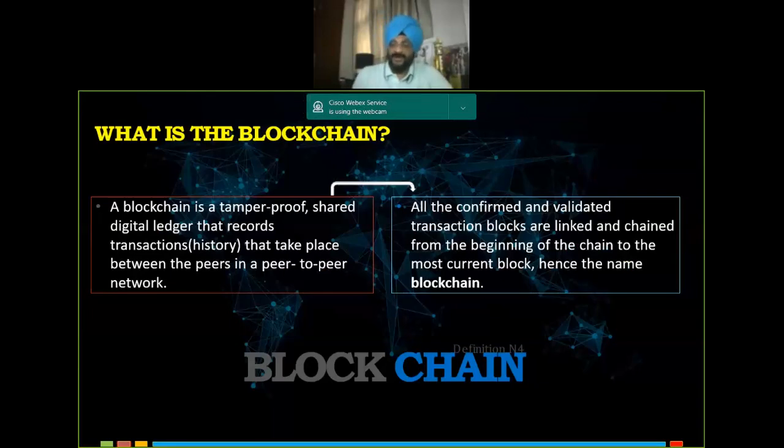So blockchain is primarily tamper-proof. It's a shared ledger that records the transactions, and that can take place within peer-to-peer networks. The transactions are confirmed, validated, and chained from the beginning of the chain to the most current. Like you saw the birds flying, from the first point to the last point, all of them are in a kind of chain. They are linked to each other, and that is why you have the name blockchain, right?